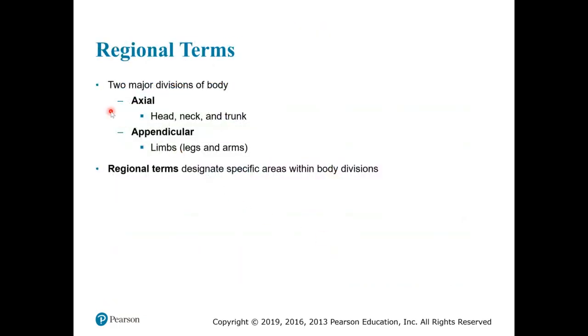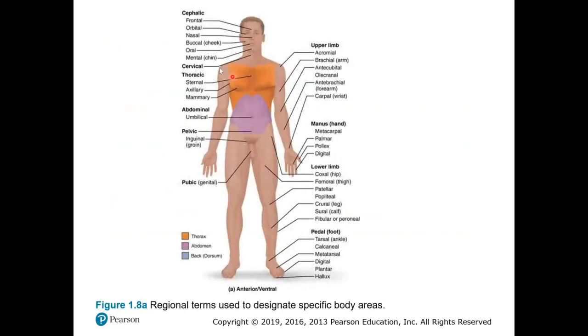So you've already noticed that there are two major subdivisions of the body, the axial, head, neck, and trunk, and the appendicular, arms and legs, the appendages. And then we have regional terms for other areas of the body. So let's go through some of those.